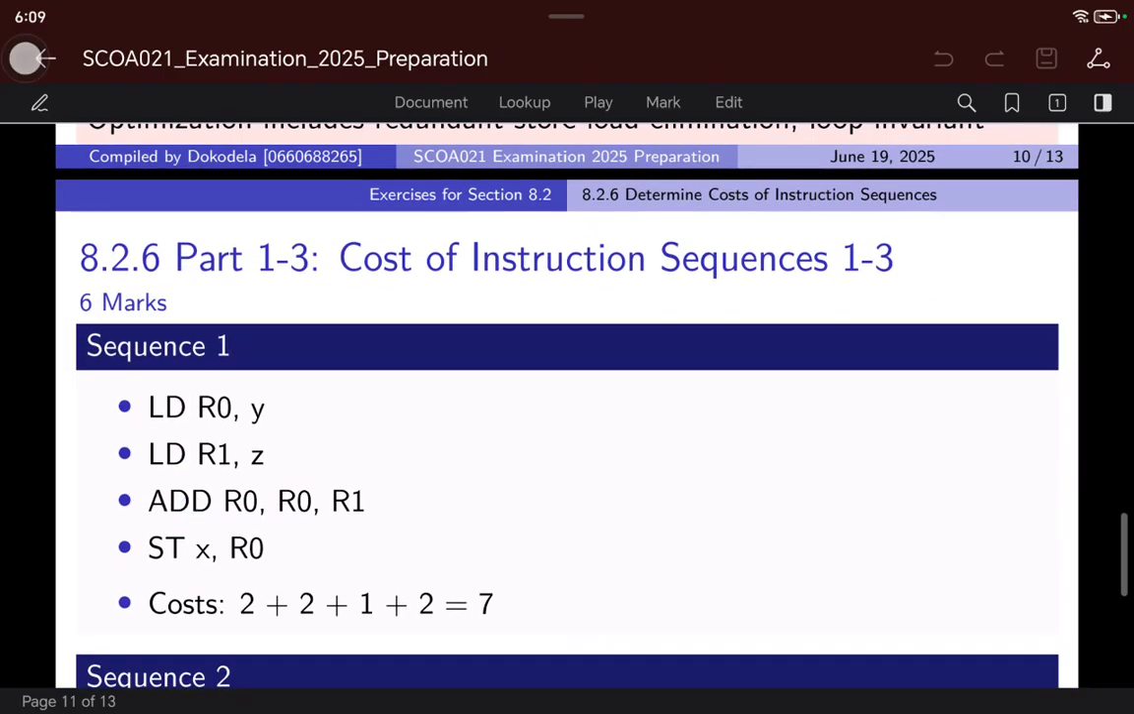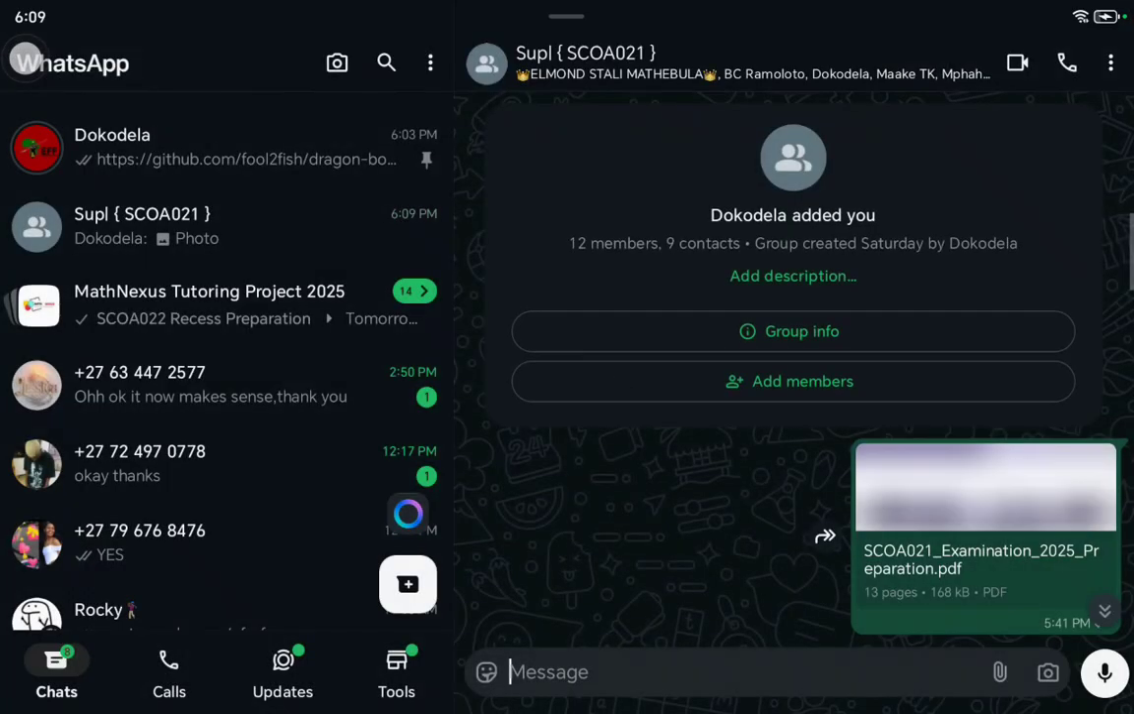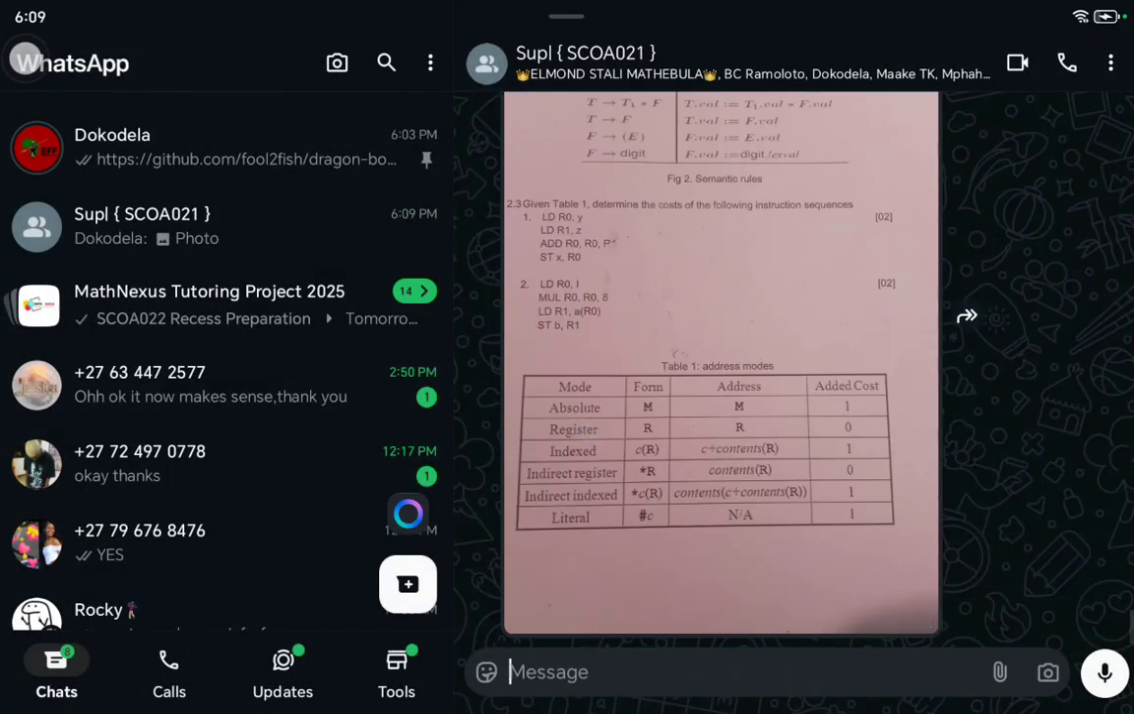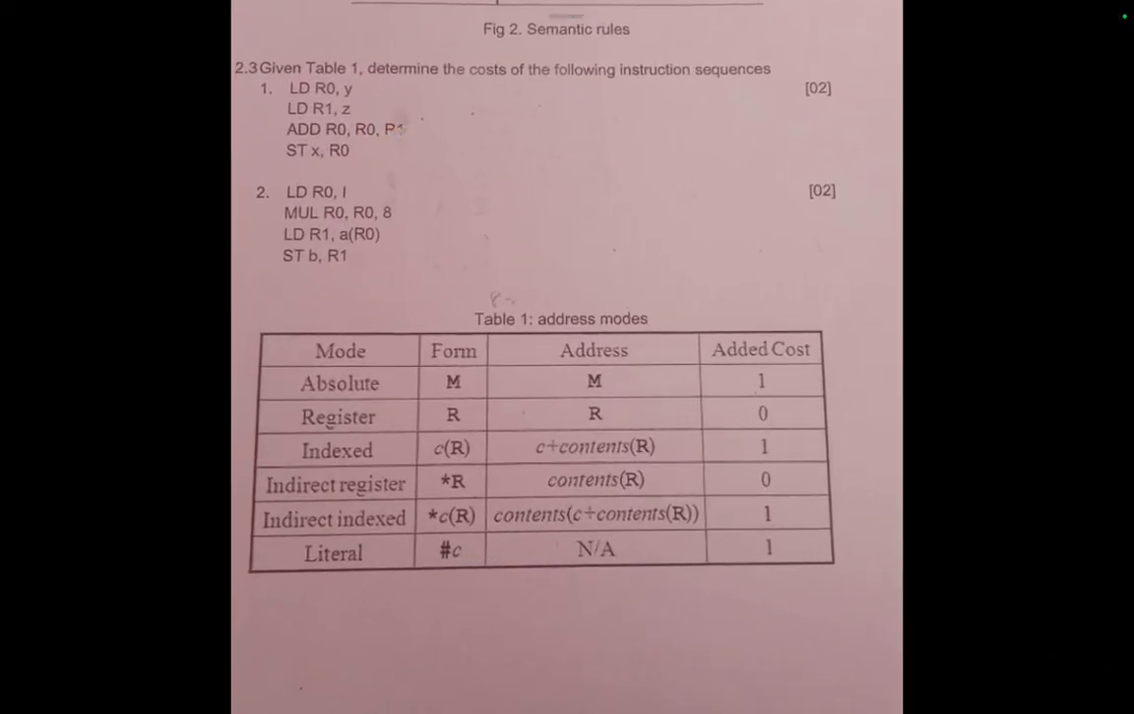So when we come to costs, we are given a certain instruction, which let me share, the instruction slide, so that we can look at it. We are given this instruction slide, which is as follows.